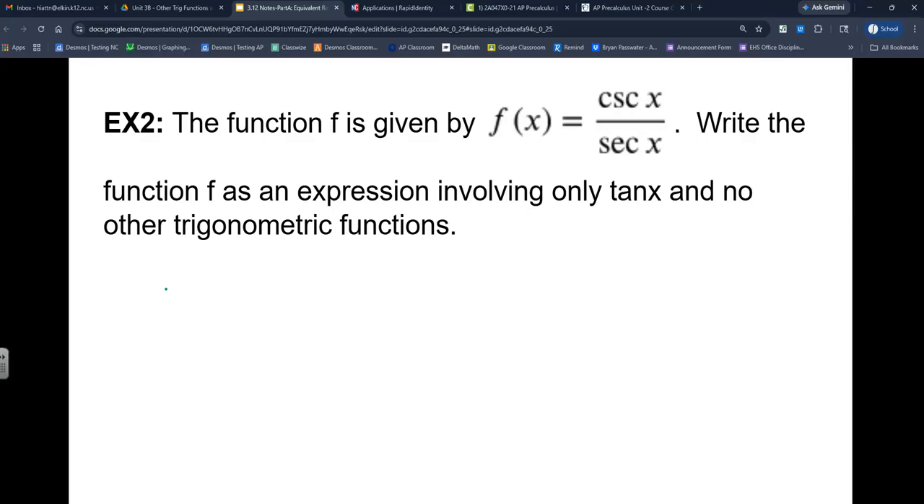Sine squared plus cosine squared is probably not going to be involved here because I don't see any squares, or at least it doesn't look like it immediately, right? So if I have cosecant and secant, those are my reciprocal functions, right? So probably what I need to do is change everything to sines and cosines, right? So I've got f of x equals cosecant is 1 over sine x. Secant is 1 over cosine x.